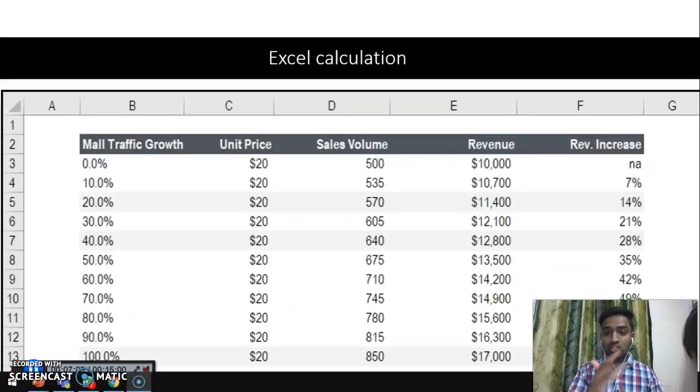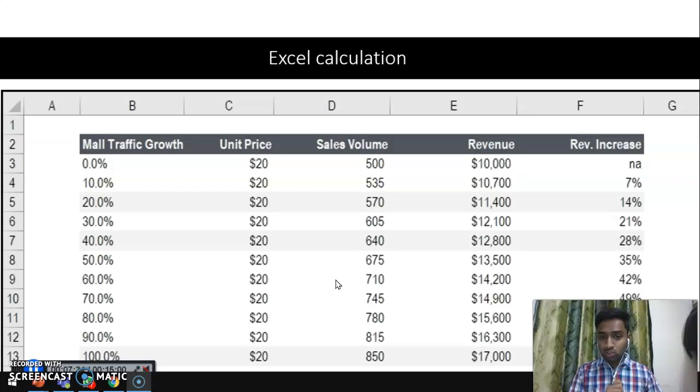So in Excel, this is an example that I have gone through, which is the easiest, and this will give you a clear-cut idea of how the sensitivity analysis works. So here in column B we have mall traffic growth, C we have unit price, D we have sales volume, E we have revenue, and F we have revenue increase. In column B, as you can see, the percentages are mentioned, in C the unit price, and in D the sales volume.